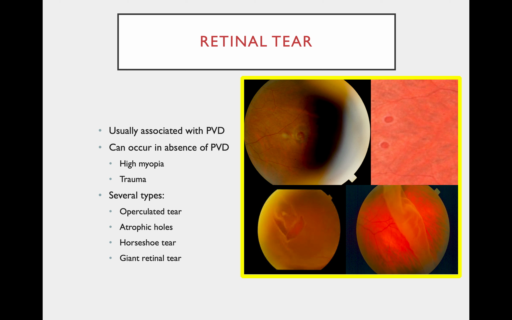So usually they're associated with PVD, although not always. They can occur in the absence of PVD, for example, in those with high myopia or trauma. And there's lots of different types of tears.